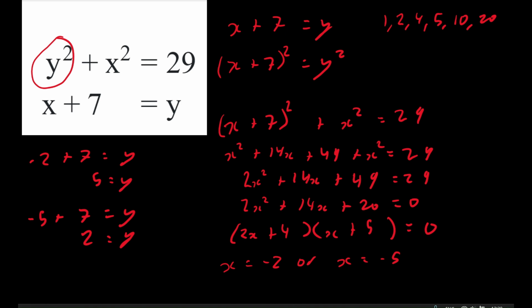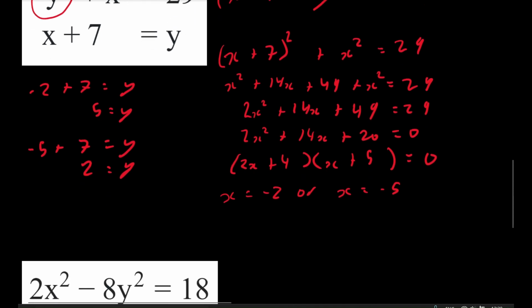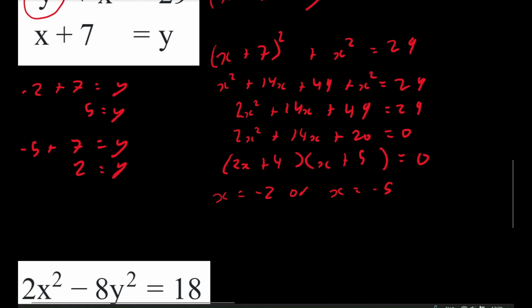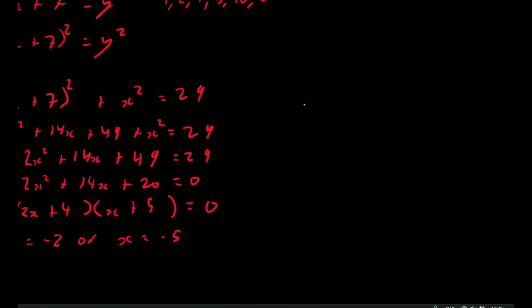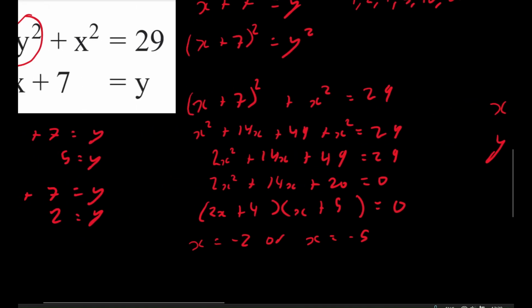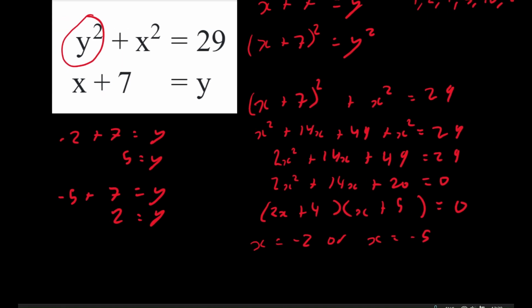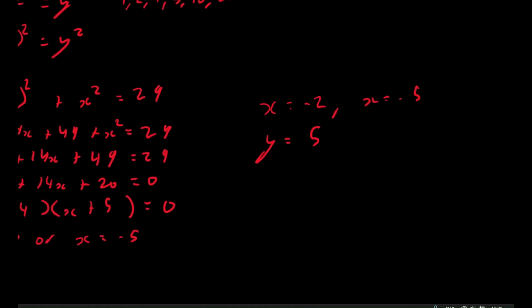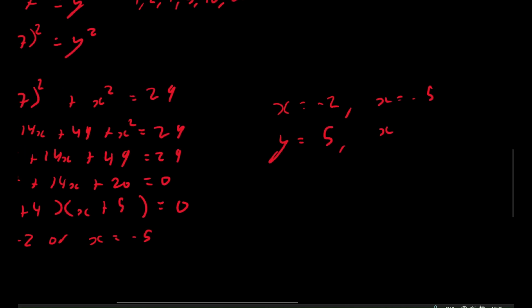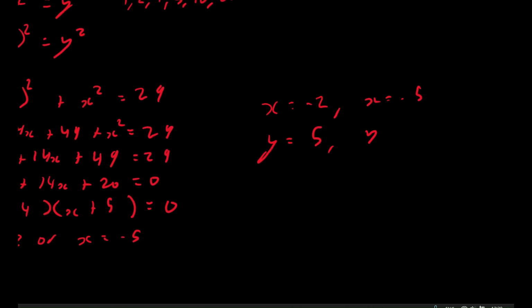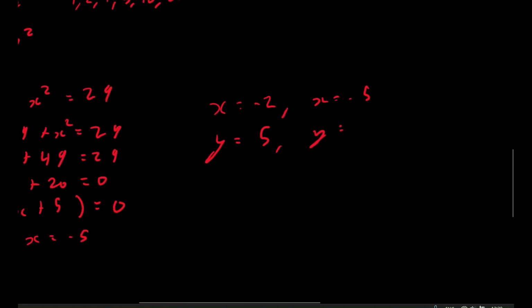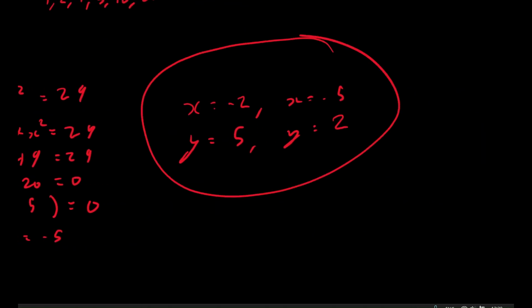So now you do the same thing again. So x equals negative 2 and x equals negative 5. When x is equal to negative 2, y is equal to 5. When x is equal to negative 5, y is equal to 2. And this is the answer.